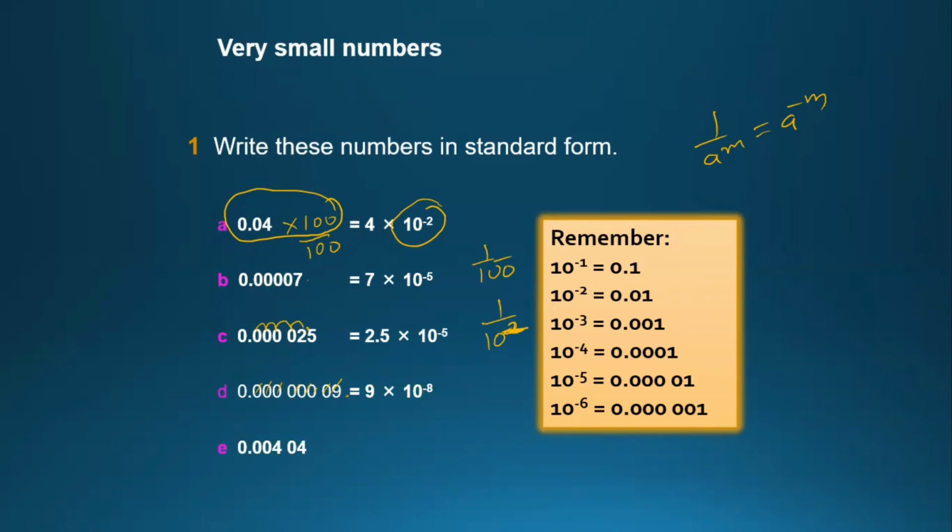0.00404. So the decimal will not shift over it. It will shift after one whole part. So the decimal simply has to come over here. To come over here, 1, 2, 3 places. So this is going to be 4.04 into 10 to the power minus 3. Got it? For very small numbers, the power of 10 is negative.